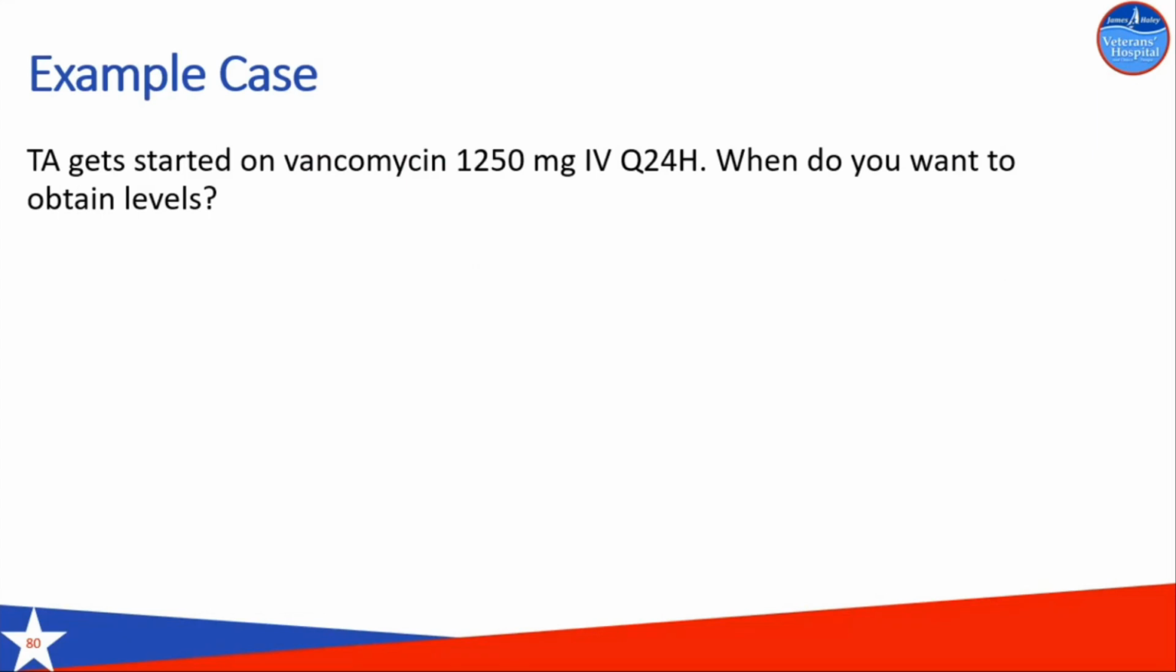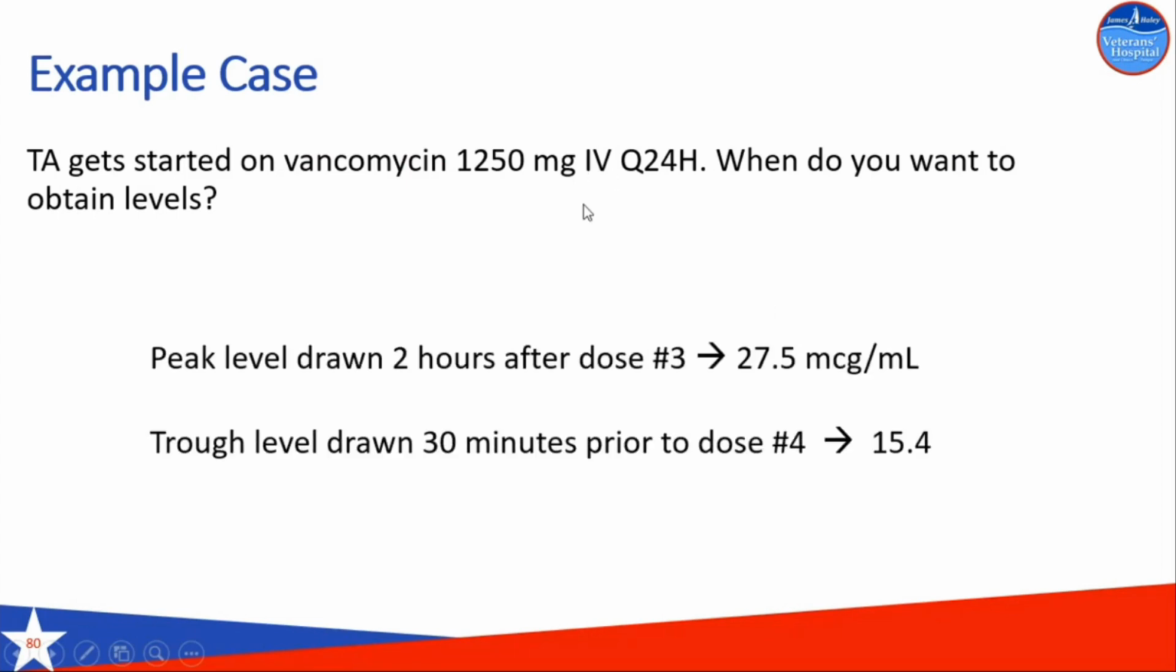So he gets started on that. So when do you want to obtain levels? Obviously our peak and trough around the 3rd and 4th dose. And I have some examples that came back. So his peak came back at 27.5 and his trough was 15.4.